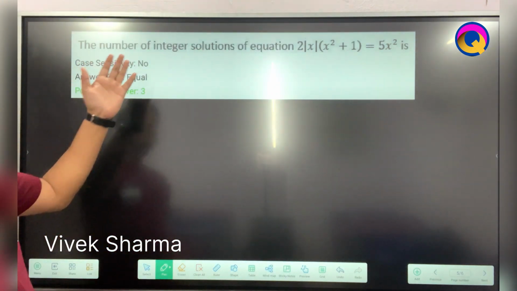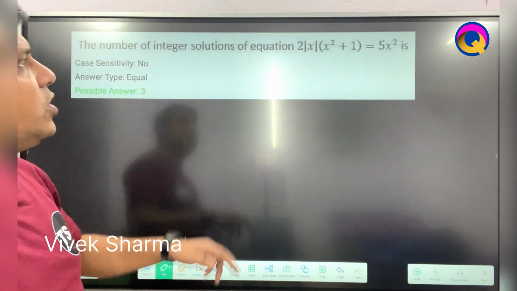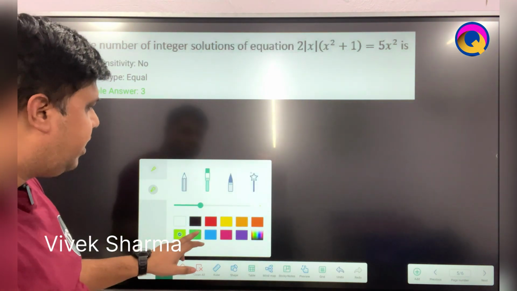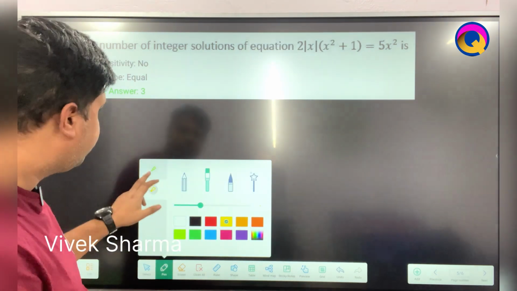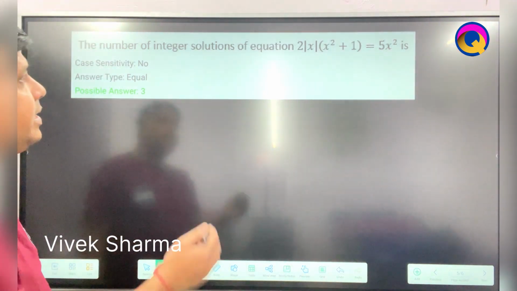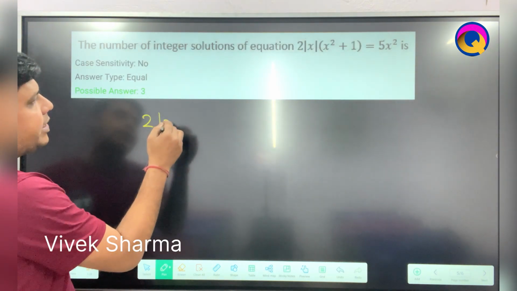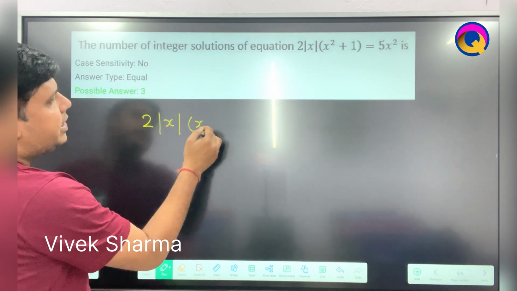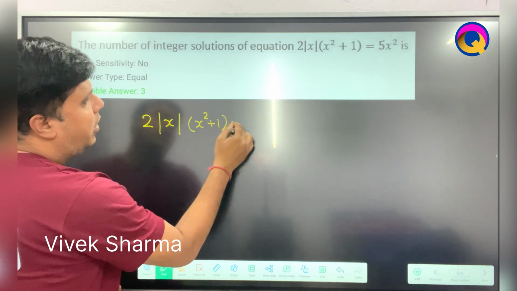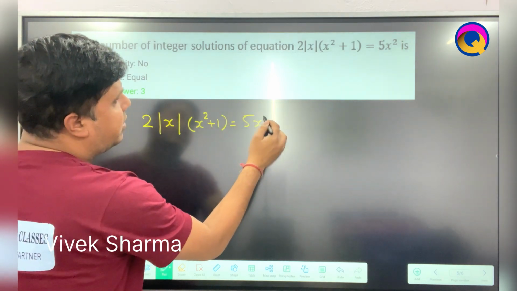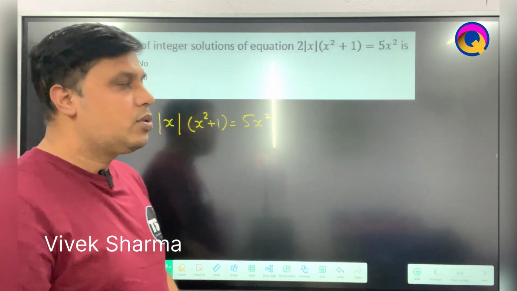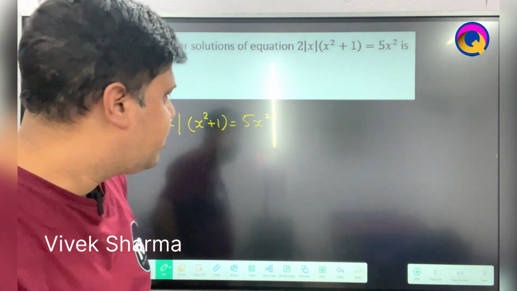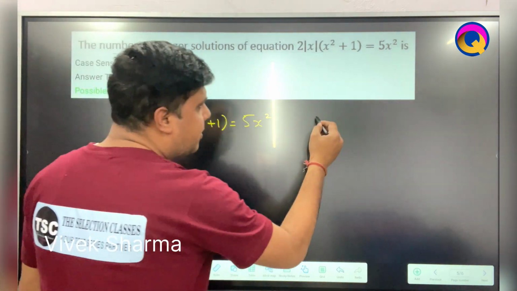Again, we have to find the number of integer solutions of the equation. It is saying twice mod x, square plus 1, equals 5x square. So we have to find the number of integer solutions. So here we have mod x.